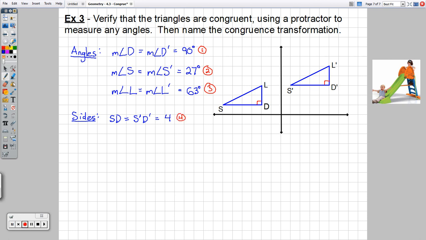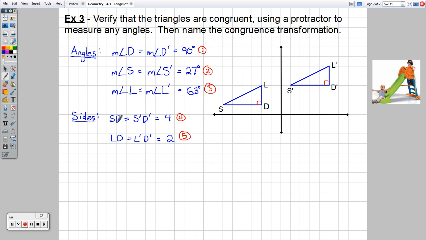Step 5, part 5, we could say LD equals L prime D prime, and both of those things are equal to 2. So there's 5. We're almost there. We need one more. 6 parts, all 3 angles, all 3 sides. On this one, you could use the Pythagorean theorem, or you could use the distance formula.